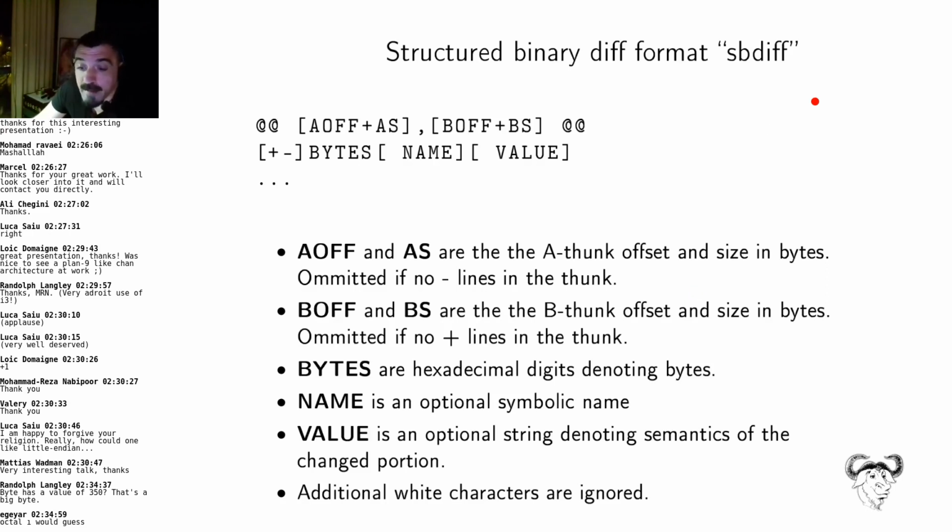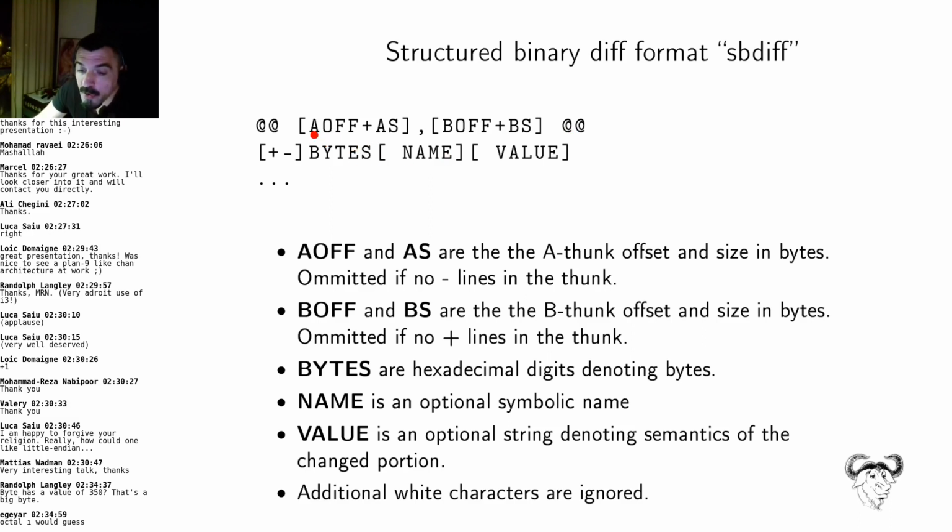For lack of a better name, I call it a structured binary diff format, or SBDiff. I know this name is not very good, but anyway. Basically, in this format you have a sequence of hunks similar to the ones in Unidiff, in which each hunk has a header. I use the same format here as Unidiff, with this add.